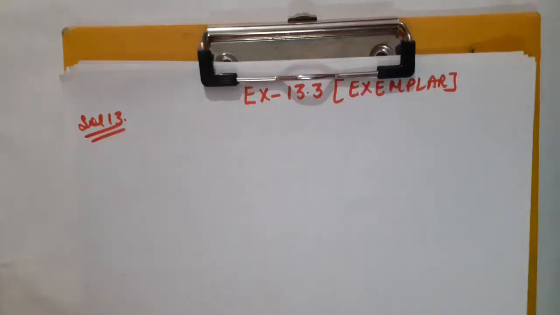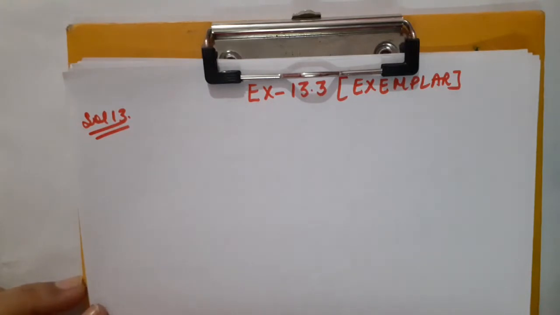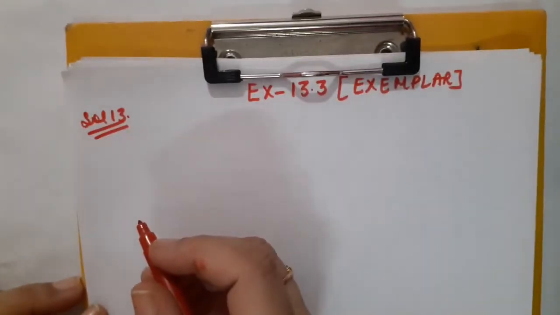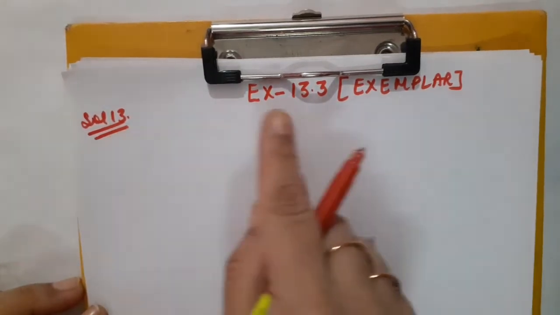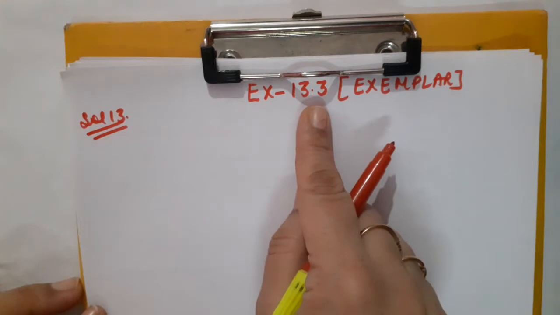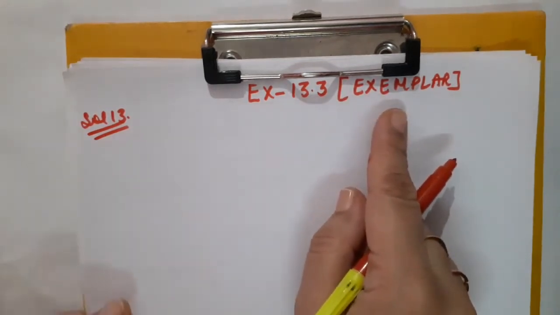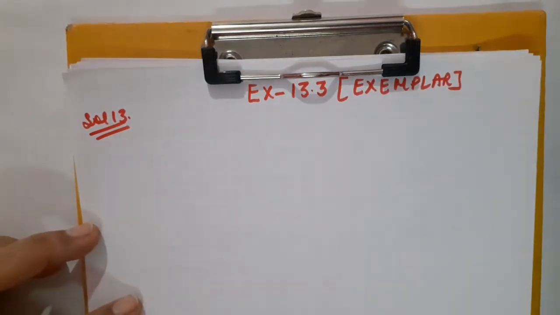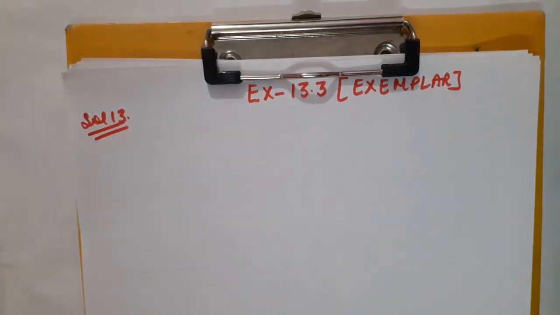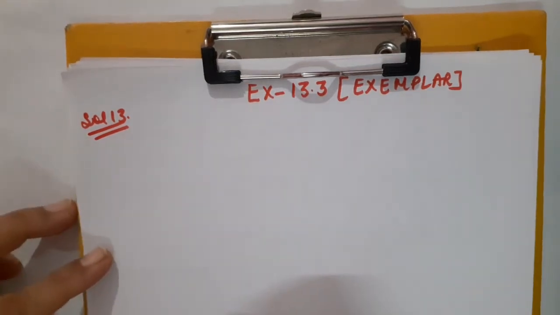So children, let us start today's lecture. Today I am going to explain how to make a cumulative frequency distribution table using less than type. For that I am going to take question number 13 from exercise 13.3 of NCERT exemplar. Listen to the question carefully. The following are the ages of 300 patients getting medical treatment in a hospital on a particular day.